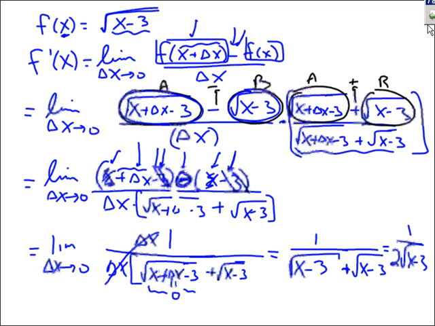Now, the next type of problem I'm going to do involves a fraction. We did polynomials. We did just now a square root. Next, we're going to do a fraction. Suppose I tell you that f of x is equal to 4 over x minus 3. And I ask you to find the derivative.